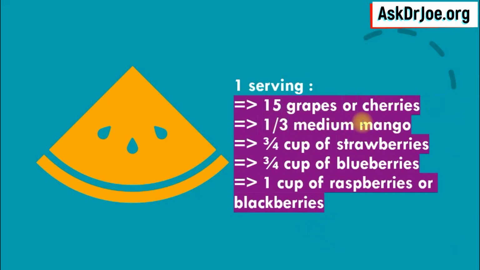15 grapes or 15 cherries, that will be 1 serving. A third of a medium-sized mango, that will be 1 serving. 3/4 cup of strawberries, that will also represent 1 serving. 3/4 cup of blueberries, that will also be 1 serving. 1 cup of raspberries or blackberries, that will also represent 1 serving. So we want to keep it small, and then over time we can increase our serving size.